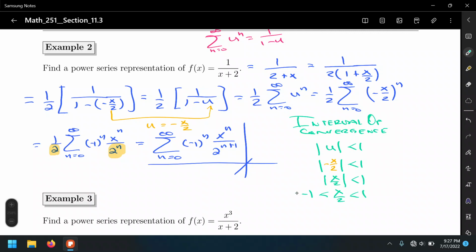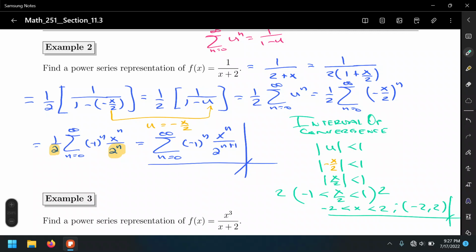Solving the inequality for x in the middle, multiply all three sides of the inequality by 2. That's going to give us negative 2 less than x less than 2, or from negative 2 to 2 using interval notation. So that's inequality notation and interval notation.